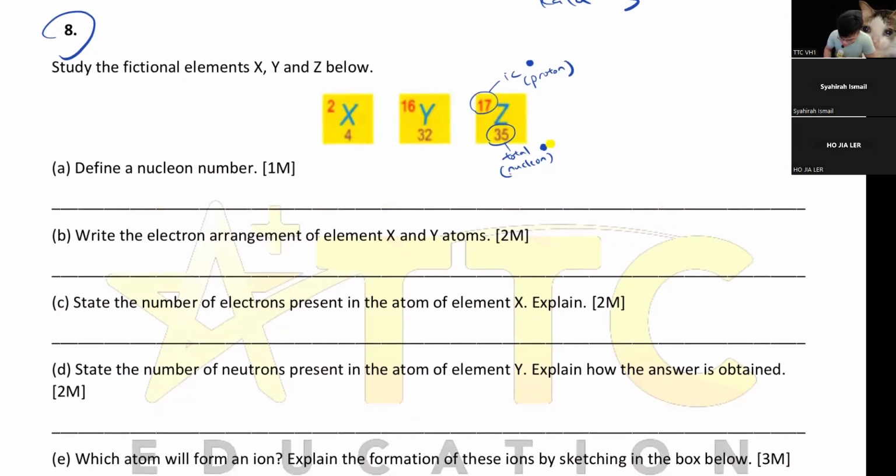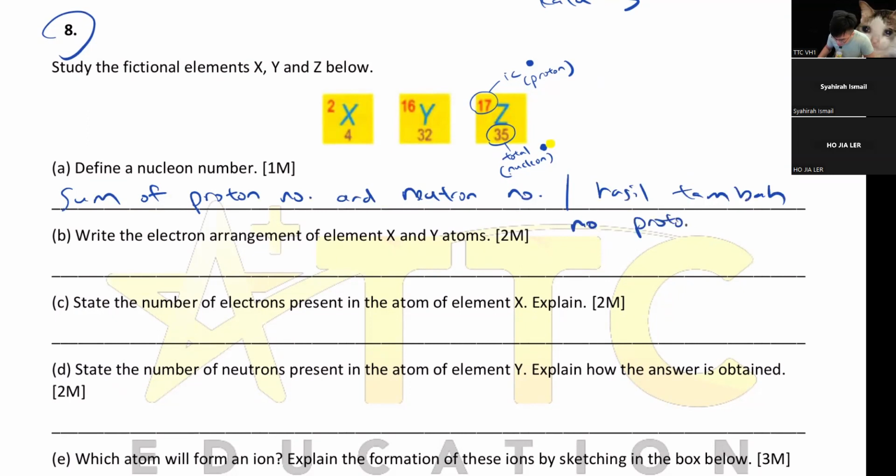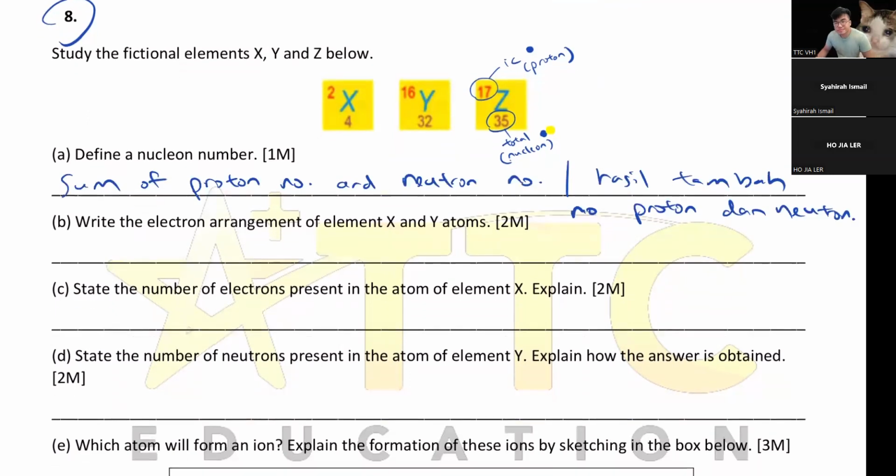All right, so define nucleon number. What is nucleon number? Nucleon number is the sum of proton number and neutron number. Okay, hasil tambah nombor proton dan neutron. Right, total ball. The proton number is your blue ball. Neutron is your yellow ball. So it's adding 2 together.